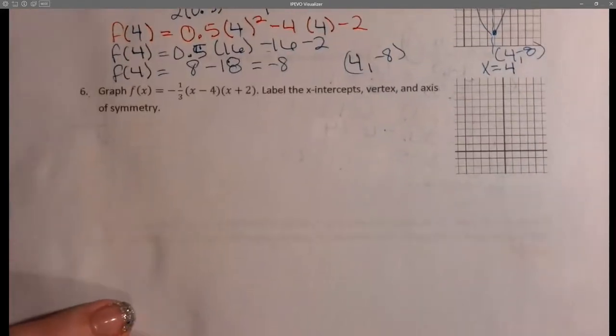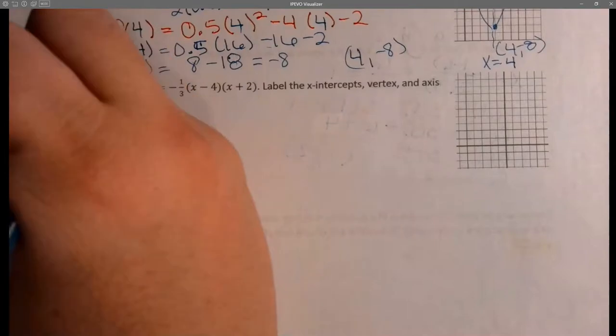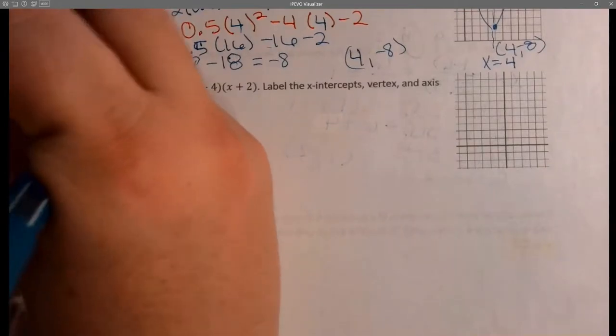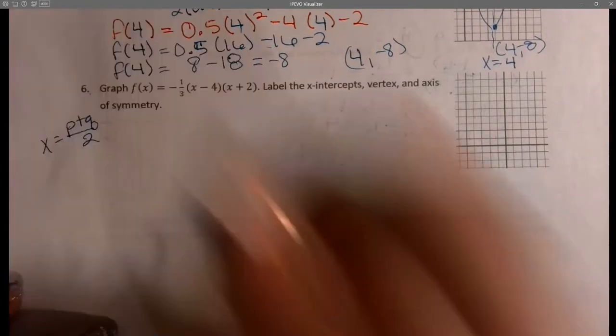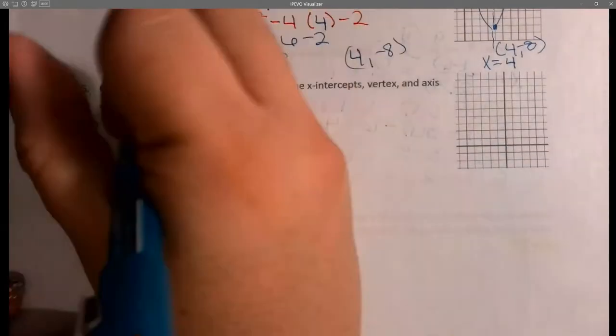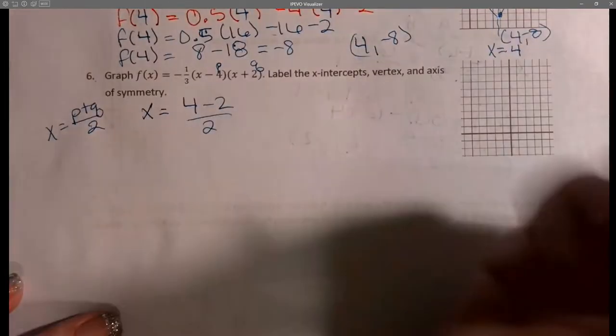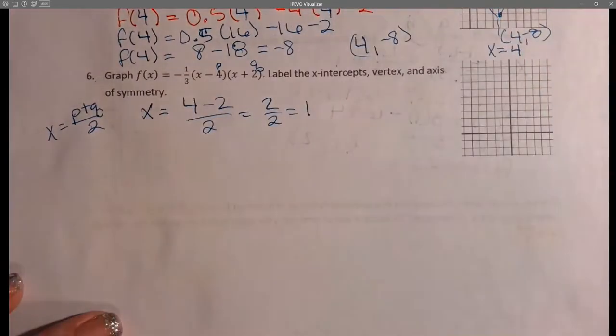Okay, then I want to go ahead and move on to the last one. This is the one where I'm using p plus q divided by 2. And remember, p and q are opposite the signs inside the parentheses. So p is 4, q will be negative 2. I have 4 minus 2 over 2. 4 minus 2 is 2. Divided by 2 is 1.